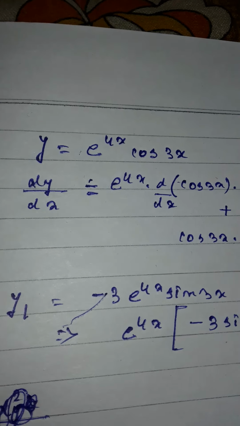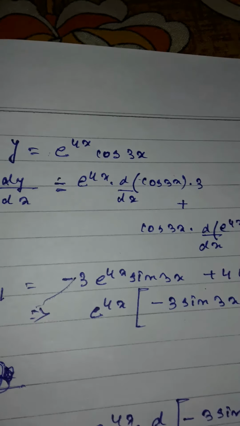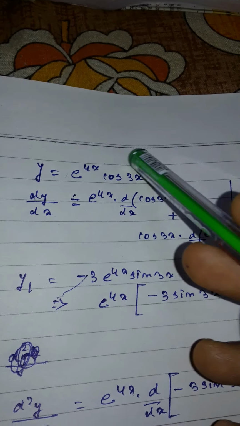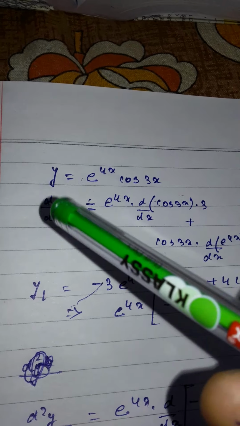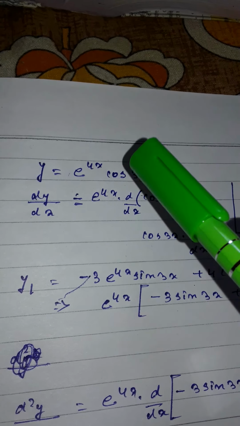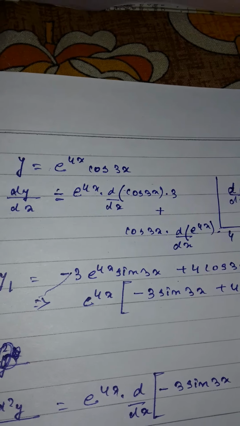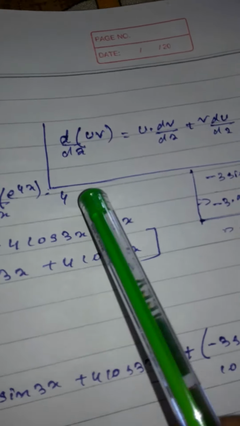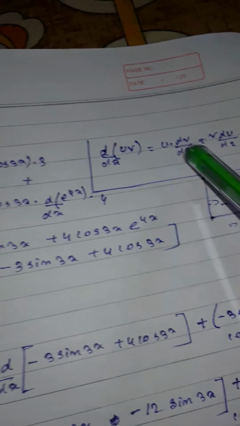Before starting the double differentiation, we have to differentiate on both sides. We differentiate dy/dx also. Here we have done the differentiation, and it comes like this: dy/dx equals, here we have used the UV method, the product rule. I have written the formula in the rough side: d(uv)/dx equals u dv/dx plus v du/dx. We will use this formula here.